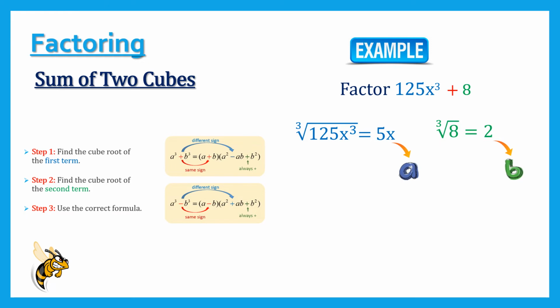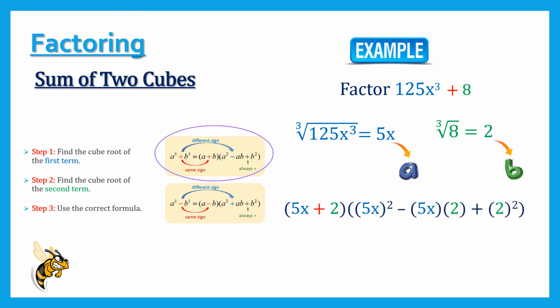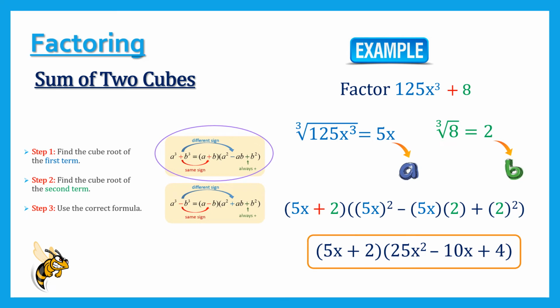Now I just have to choose the right formula, and since it's the sum of two cubes, I will be using the top formula and replacing the A and the B respectively with 5x and 2. So what I'm going to have is 5x plus 2, open parentheses, 5x squared minus 5x times 2 plus 2 squared. You only need to simplify the second parentheses. So therefore we're going to have 5x plus 2, and 5 times 5 is 25, x times x is x squared, minus 5x times 2 is 10x, and 2 times 2 is 4. And that would be your final answer.